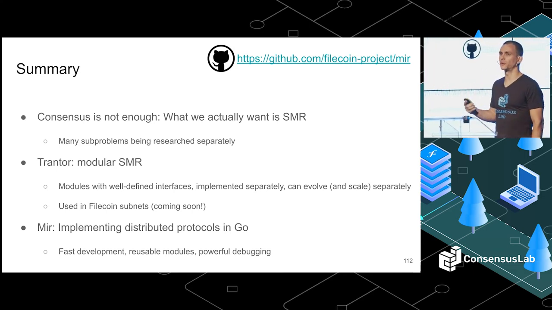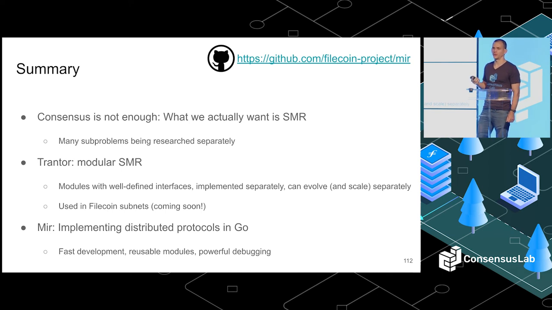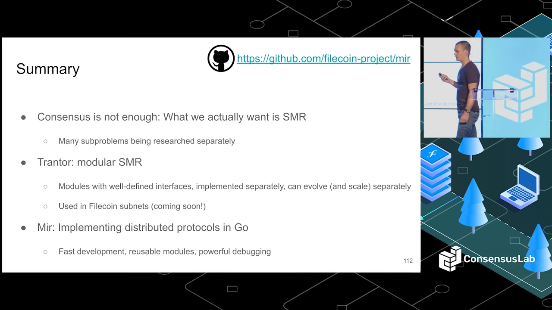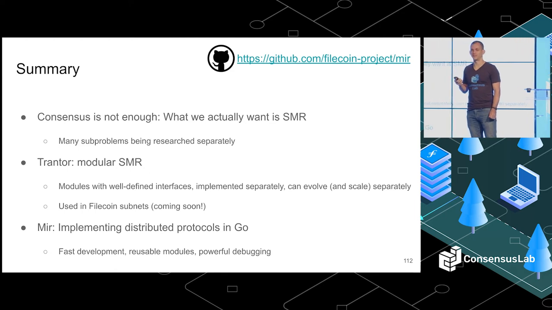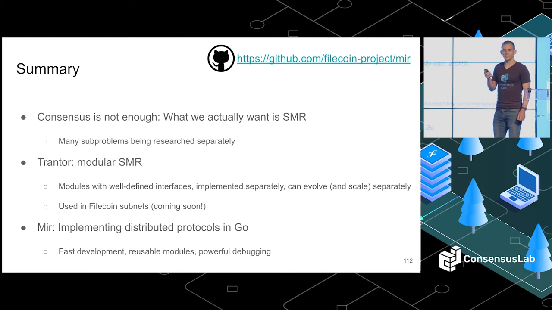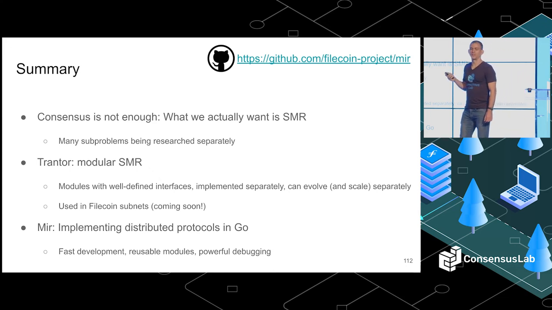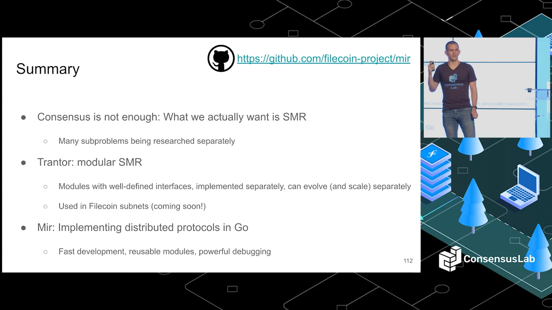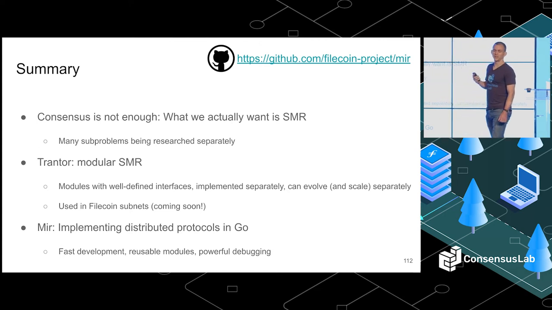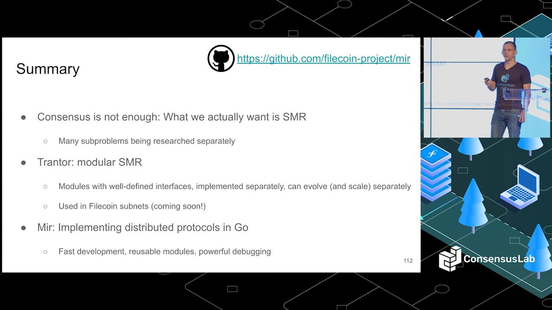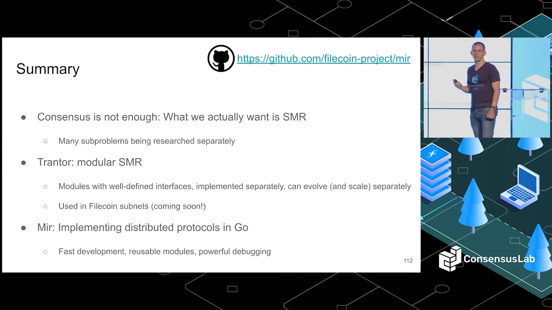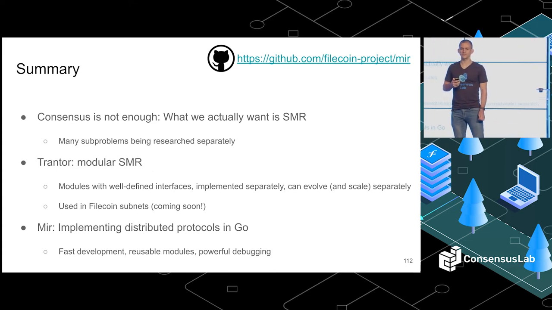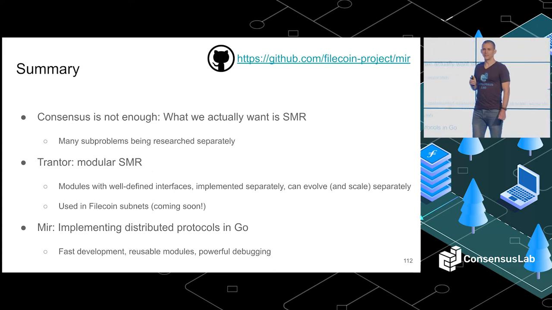And this system is what we will be using as a protocol to power the subnets of interplanetary consensus. And then at the end, I showed you Mir, which is a framework for implementing distributed protocols in the Go language. And it enables fast development using modules in multiple compositions, and a very nice way to debug your code. So that's all from me. And if you have any questions, please raise your hand.